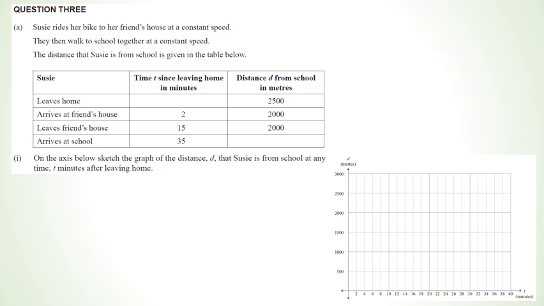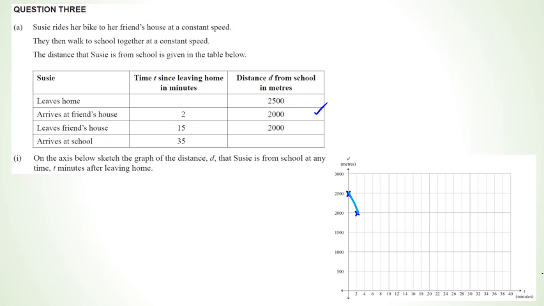So initially, when t equals 0, she's still got 2,500 meters to go. When t is equal to 2, that's when she arrives at a friend's house. She's actually still got 2 kilometers to go. So at 2, it's going to be 2,000. Now, because she's going at a constant speed, this is going to be a straight line. That's a terrible straight line, but I'm going to do that one later on. There you go. Sorry guys, it's a terrible straight line.